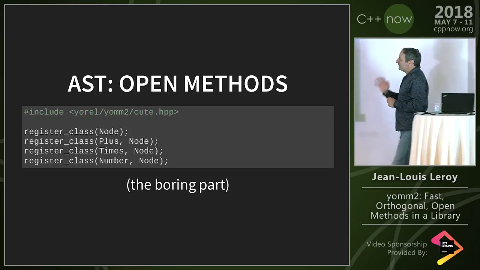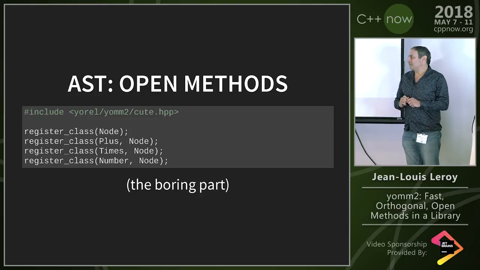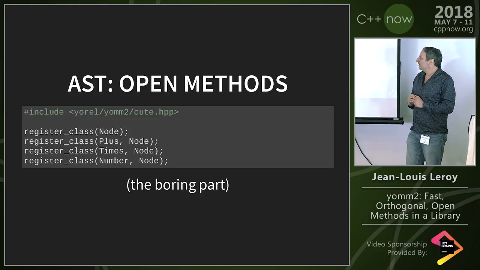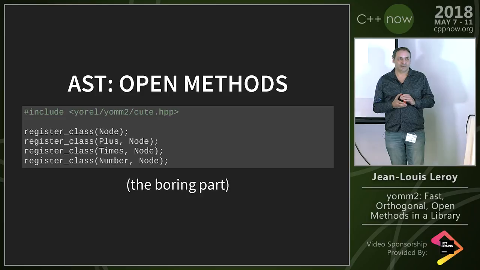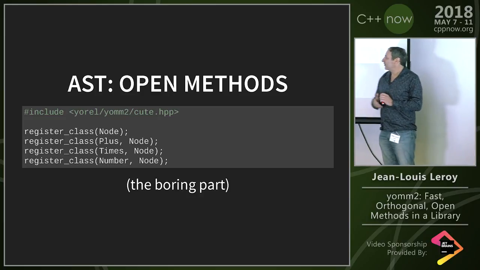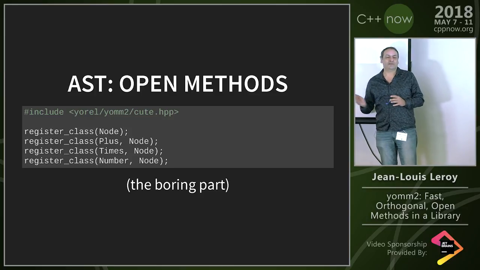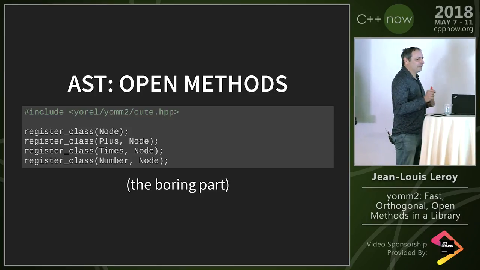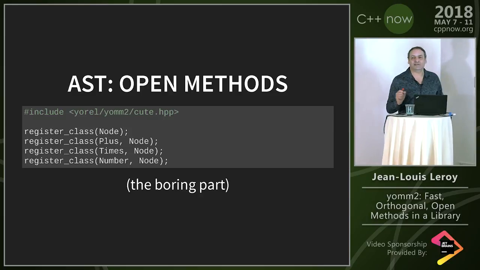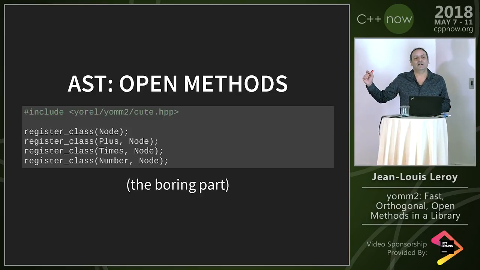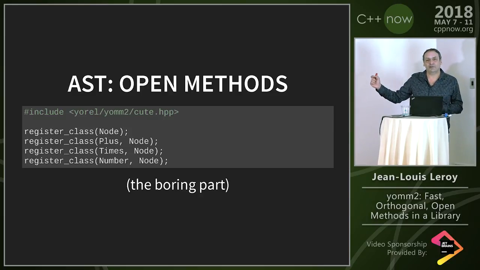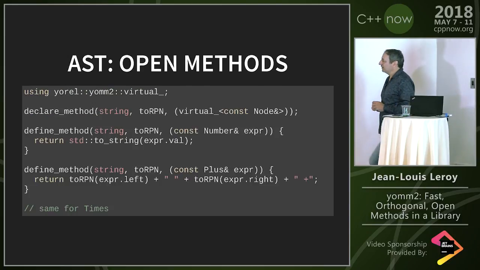There's still a boring part to using methods. You have to tell the system about the class hierarchy. You have to register_class node, register_class plus, and say that it's derived from node and so on. In the D language version of the library, there's no need to do that because the runtime type information of the D language is a little richer. But once you've done that, it becomes easy.